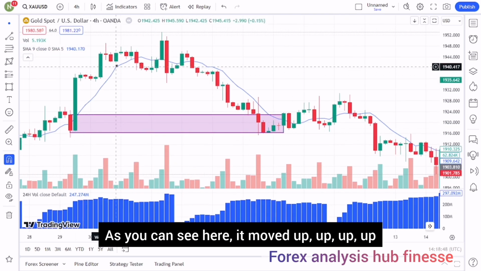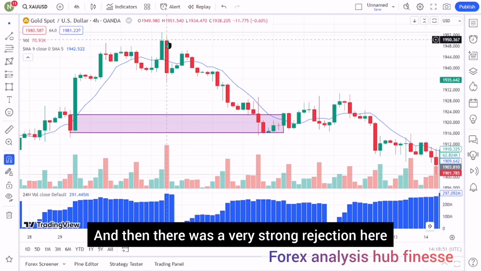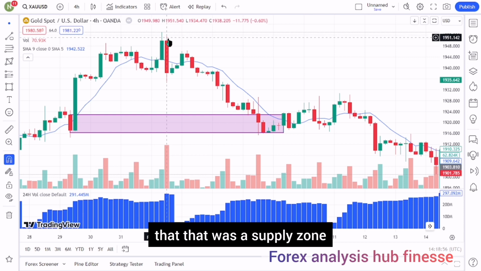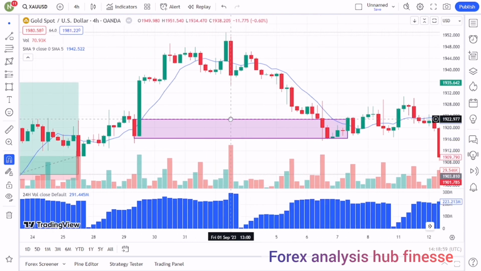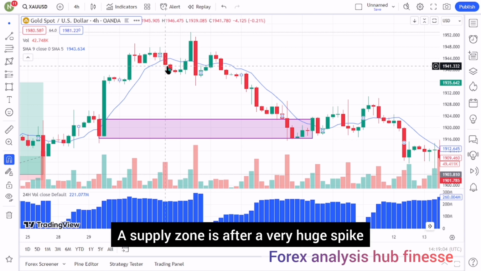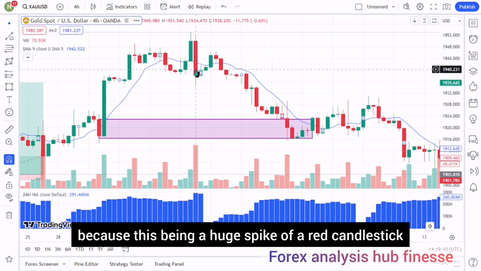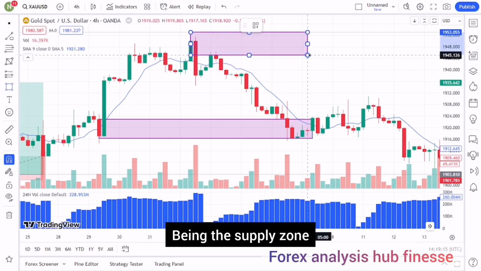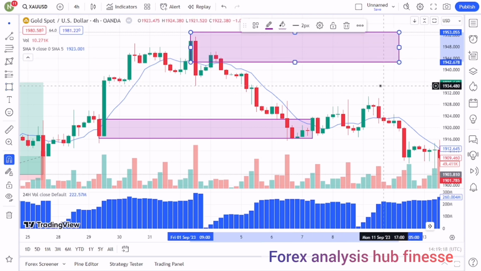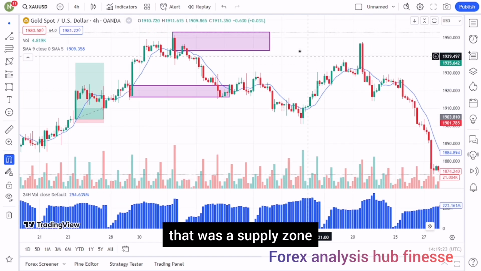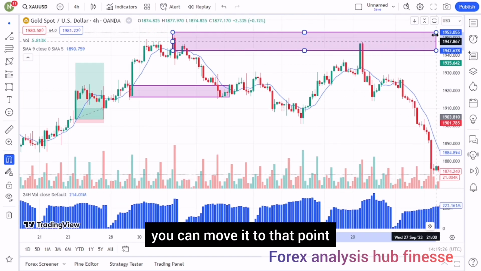As you can see here, it moved up, and then there was a very strong rejection here with a full red candle. That means that was a supply zone. You see, this being a demand, it came here and made a supply zone. What did we say? A supply zone is after a very huge spike, because this is a huge spike of a red candlestick, that makes this the supply zone. That was a supply zone.